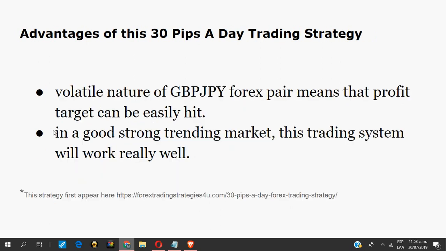As you can see here, there are also many advantages of this 30 pips a day trading system. First, the volatile nature of the pound-yen forex pair means that profit targets can be easily hit. In a good, strong, trending market, this trading system will work really well. But how do you know if there is a good, strong, trending market?